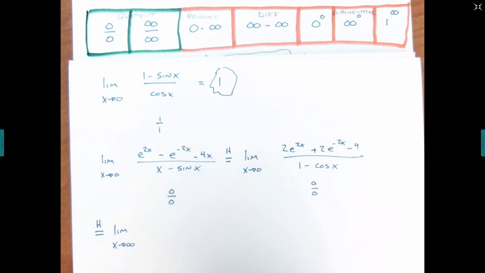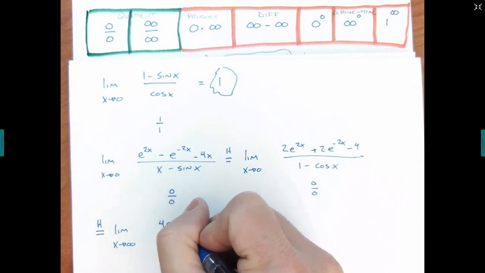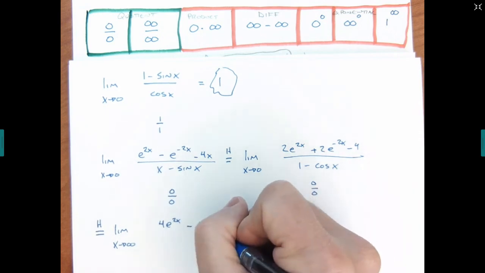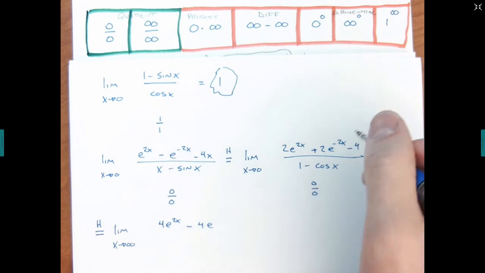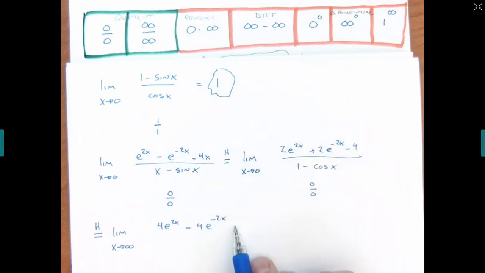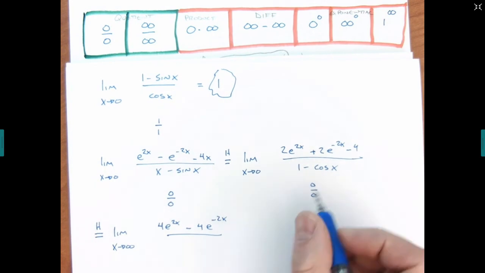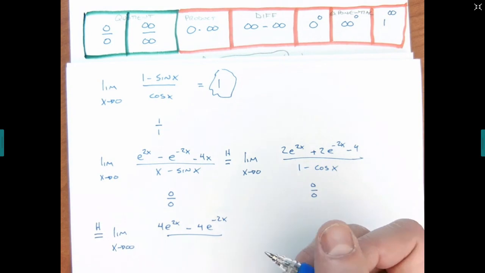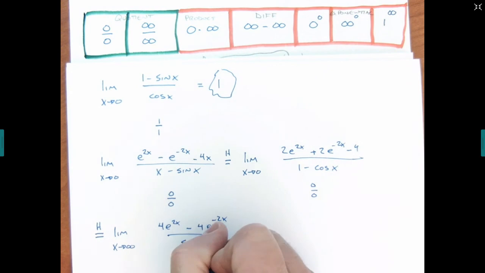Take the derivative again. 4e to the 2x minus 4e to the negative 2x. I'm just going to check the sign here real quick. Yep, that's looking okay. And our denominator is the derivative of negative cosine. Of course, the derivative of cosine is negative sine, so the negative derivative of cosine is sine of x.